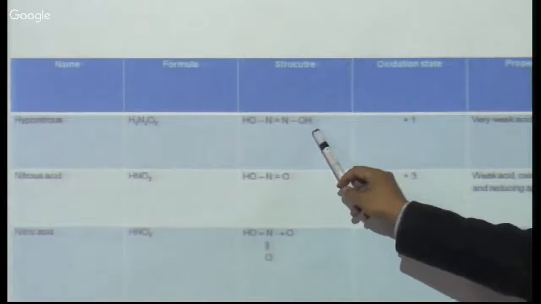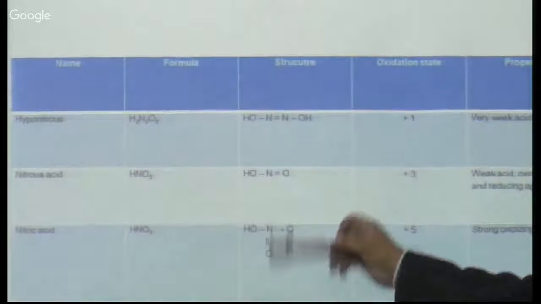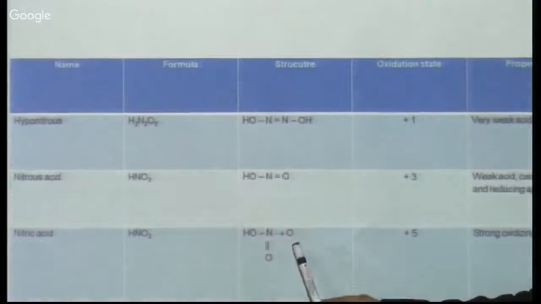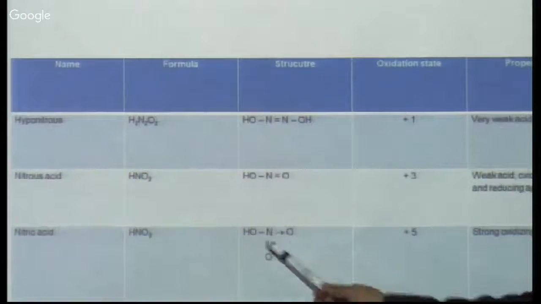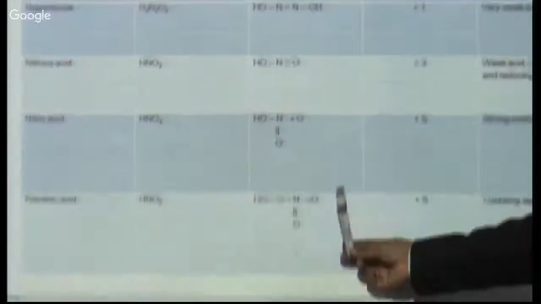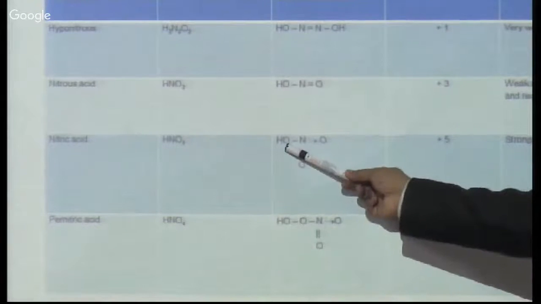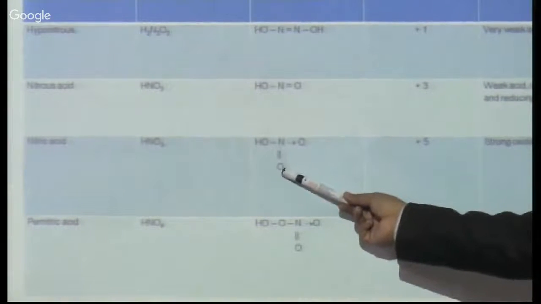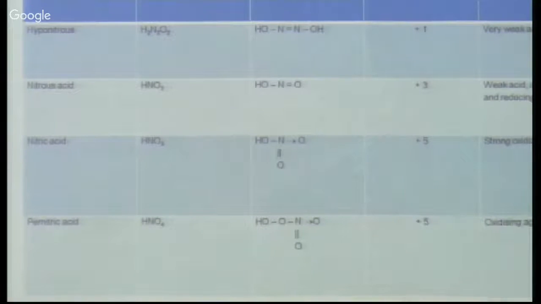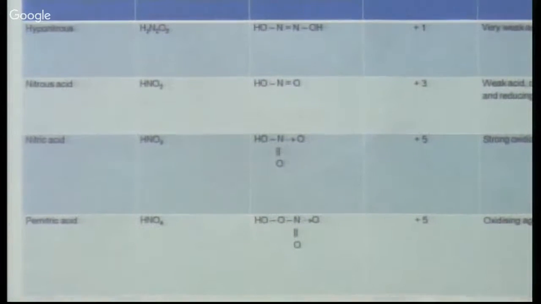What is the N factor of this acid? 2. These 2 hydrogen can be replaced. What is the N factor of nitrous acid? 1. This hydrogen can be replaced. What is the N factor for this nitric? 1. This hydrogen will replace. Which is more acidic between this and this? This one. Why? Because this negative can be stabilized by resonance, but this negative cannot be stabilized by resonance. तो इनके स्ट्रक्चर्स, इनकी ऑक्सीडेशन स्टेट, इनके एन फैक्टर तीनों याद रखने हैं.